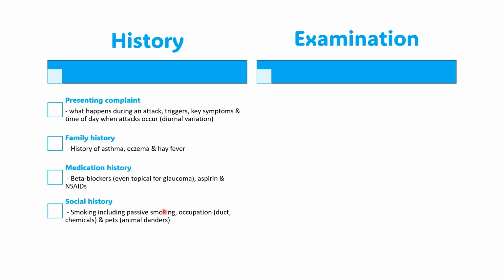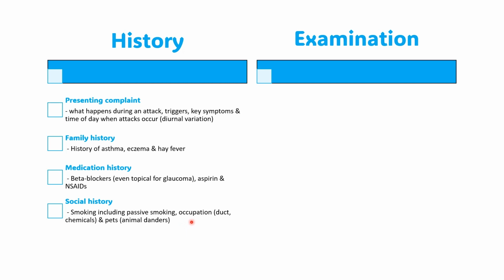Then ask about occupation when we think about occupational asthma, so exposure to certain dust and chemicals. You can even ask about pets, because certain animal danders, so flecks of skin from animals, so dogs, cats, certain birds people might keep as pets, can be a trigger for asthma.